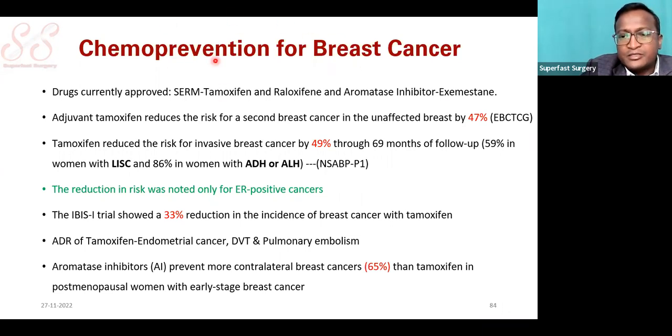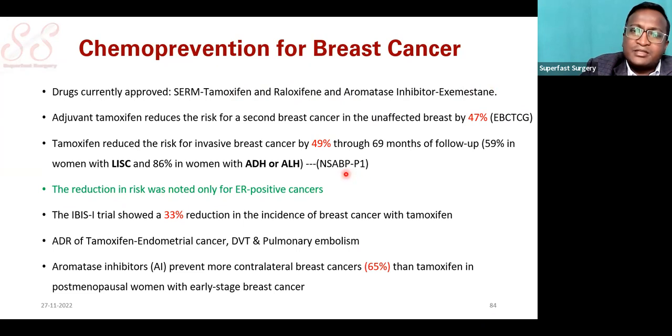Chemo prevention is the use of drugs given to prevent subsequent cancer development in a patient who is at high risk. What are those drugs that can be used? These are the selective estrogen receptor modulators, that is tamoxifen and raloxifene, and aromatase inhibitors, that is exemestane. All of these drugs will reduce the risk by about 30 to 50%. The bottom line is that the exam may ask which of the following drugs are used for chemo prevention: tamoxifen, raloxifene, and exemestane.